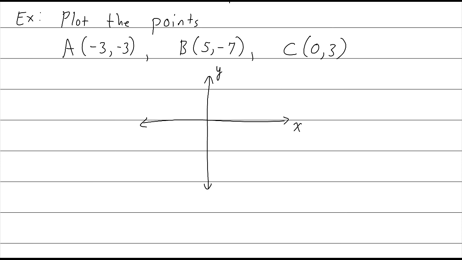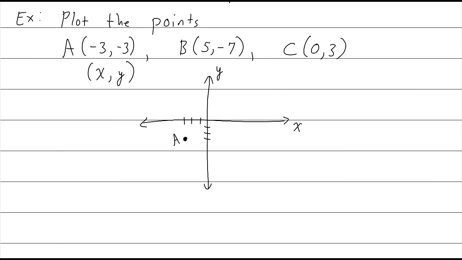X-axis, y-axis. Okay, and so let's start off with A. Now remember, the first value is the x value. Every point has an x value and a y value. The x value tells you left or right. So it's a -3, so I know that it's left, 1, 2, 3. And the y value tells you up or down. And since that one's a -3, I know that's down, 1, 2, 3. So on this plane, left 3, down 3 would be located right about right here. So there's my point A.